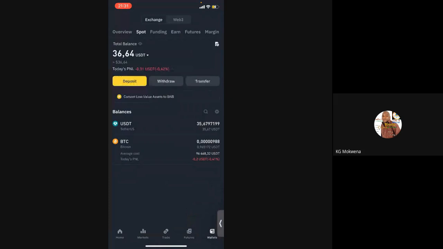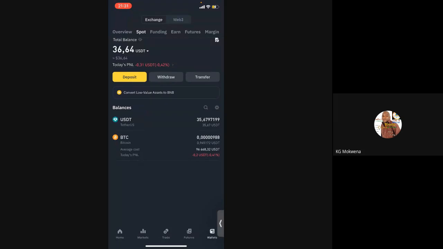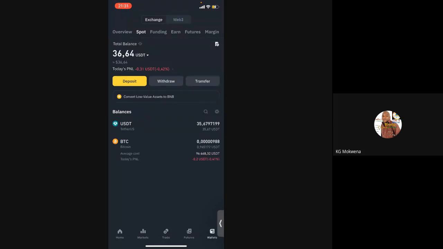Convert low value assets to BNB. Yeah, BNB is the native coin of Binance, business partners. Even when you pay fees with BNB, you're going to have some discounts. We'll have time to talk about that in the next sessions.